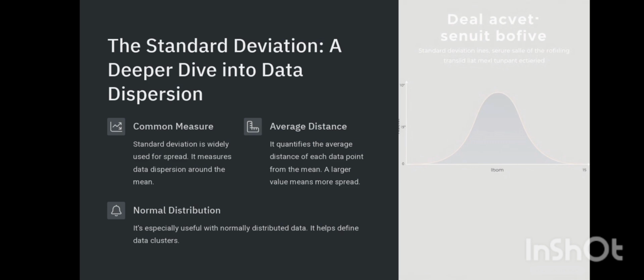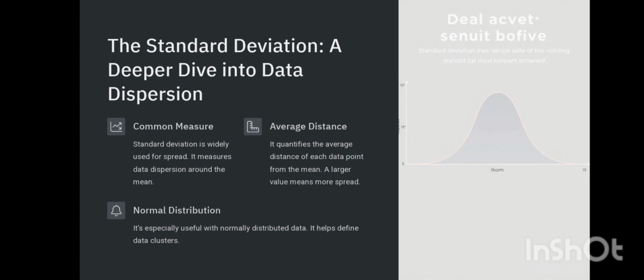The next one is the average distance. It quantifies the average distance of each data point from the mean. A larger value means more spread. In statistics, we usually mean how far on average each data point is from the mean of the data set. This helps us understand how spread out or consistent data is. So this is the meaning of the average distance.